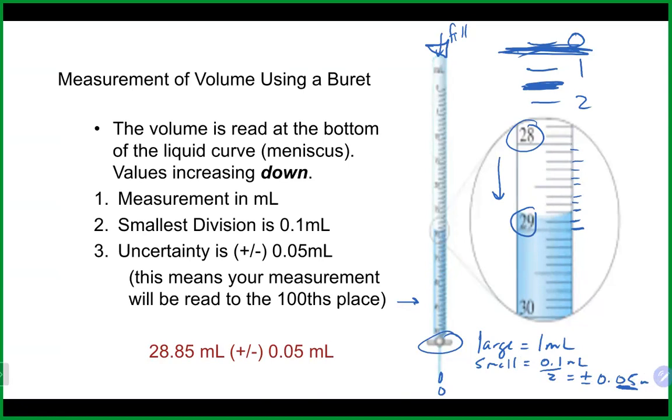So if we look at this, once again, 28 here, 28.1, 2, 3, 4, 5, 6, 7, and 8, which is where the 28 comes from. It's not exactly 29, so they went with 0.85. This will have 4, I'm sorry, this will have 4 significant figures, 2 decimal places, the uncertain number here being that 5.